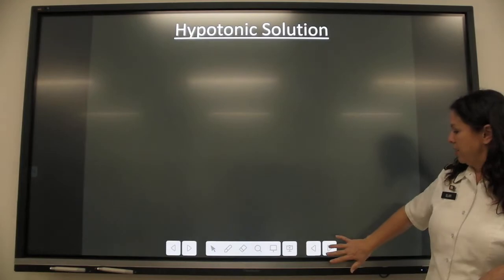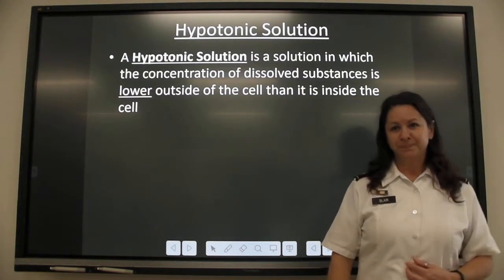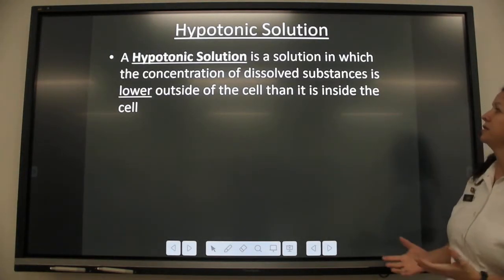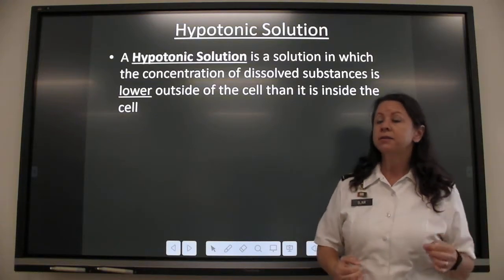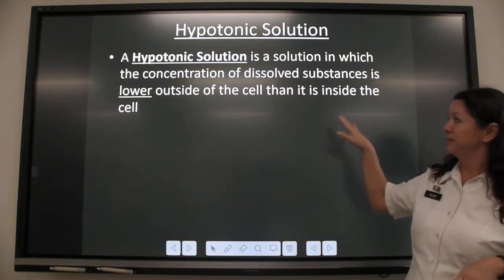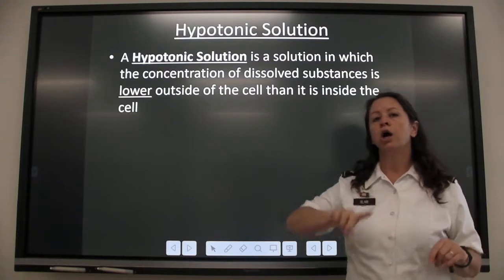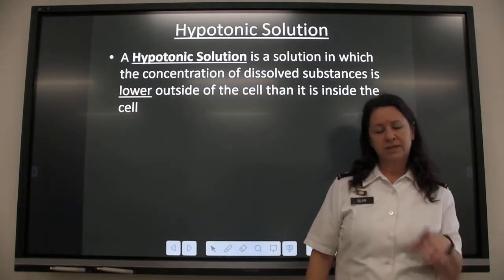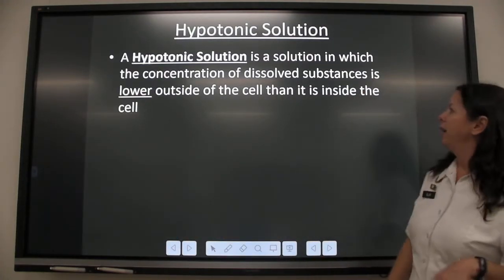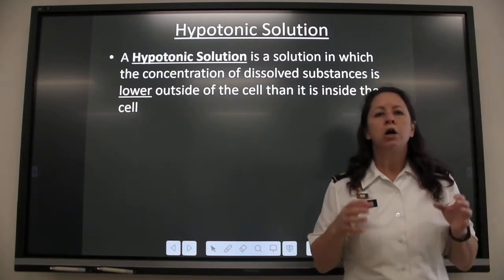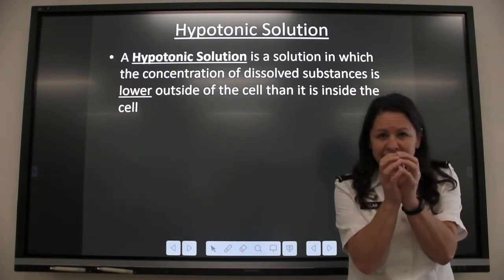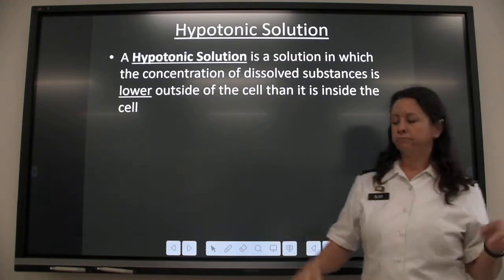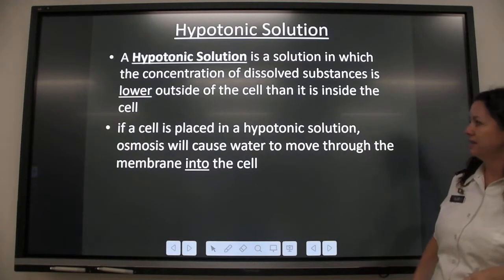You can also have something called a hypotonic solution. A hypotonic solution is a solution in which the concentration of dissolved substances is lower outside of the cell than it is on the inside. So now you have more salt inside the cell than there is outside. Okay, more stuff in the cell.